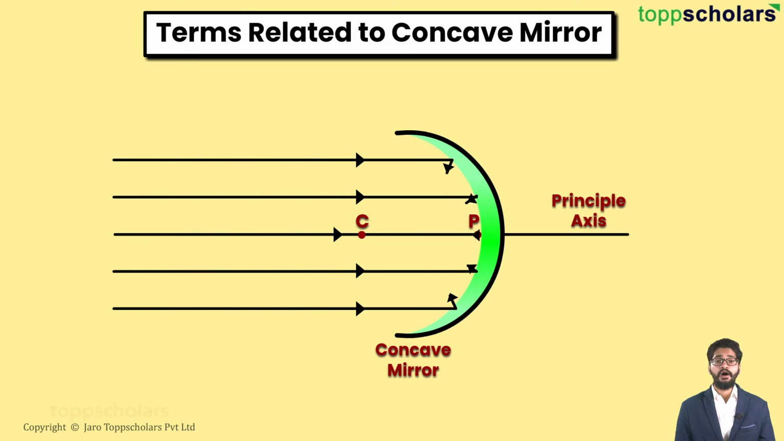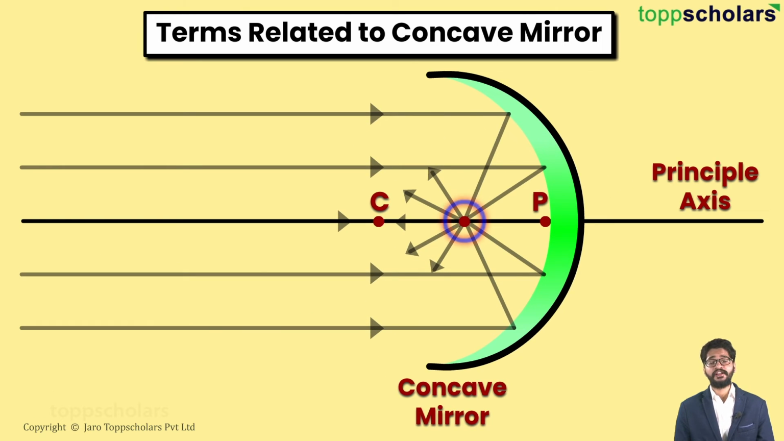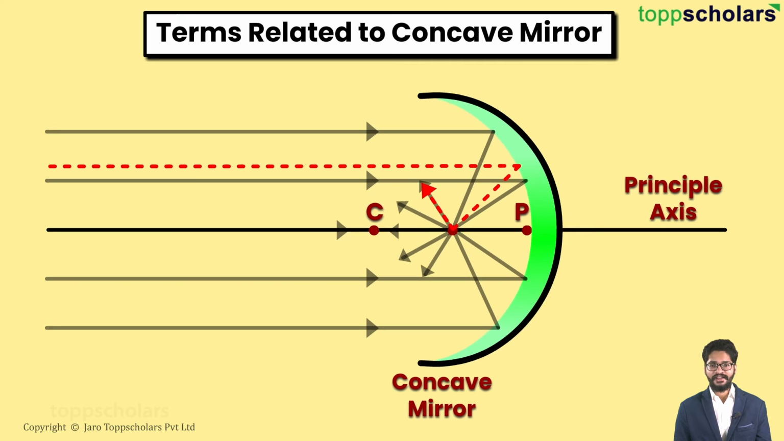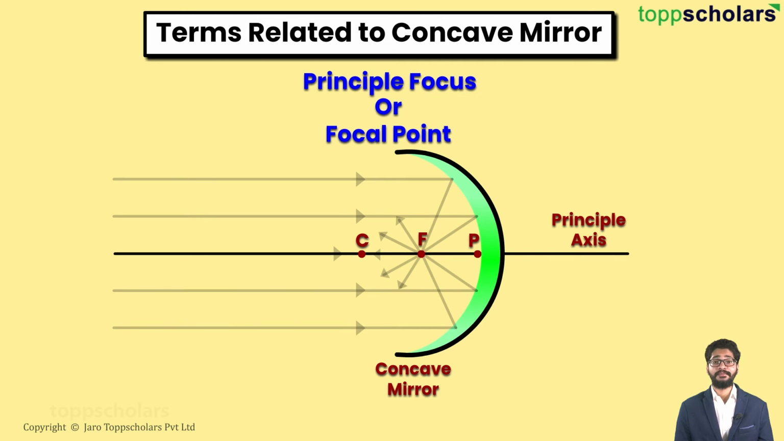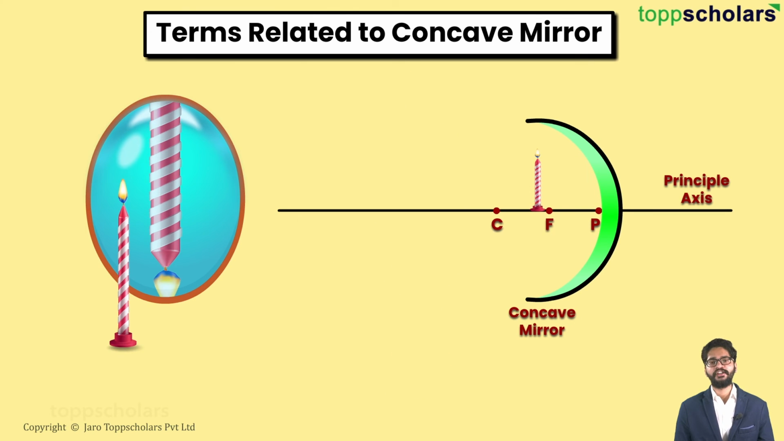In the case of a concave mirror, the rays converge after reflection. The point at which all the rays parallel to the principal axis meet and converge after reflection is called the principal focus or the focal point of the concave mirror.